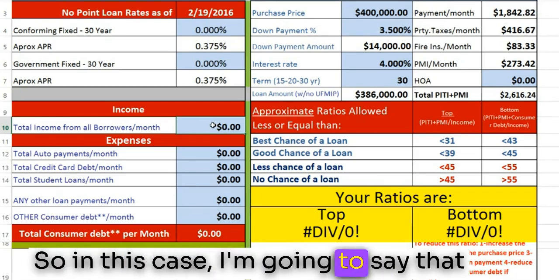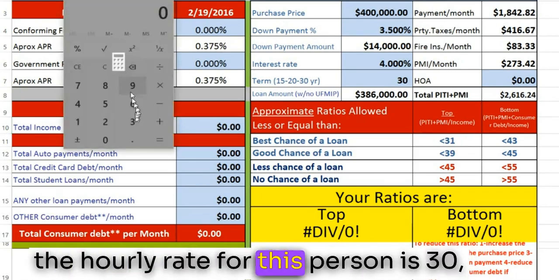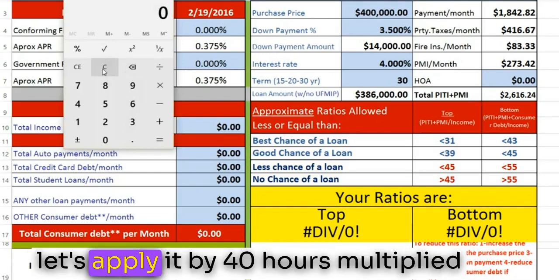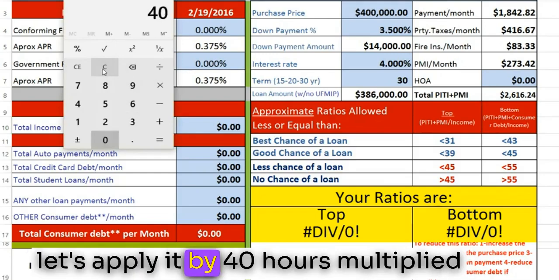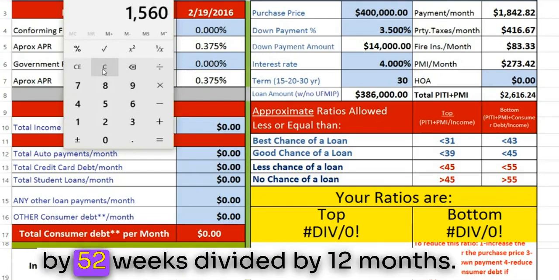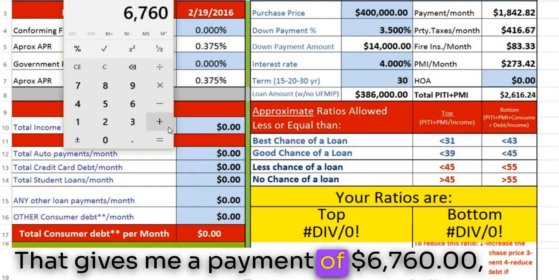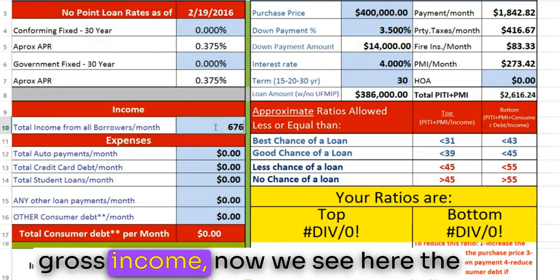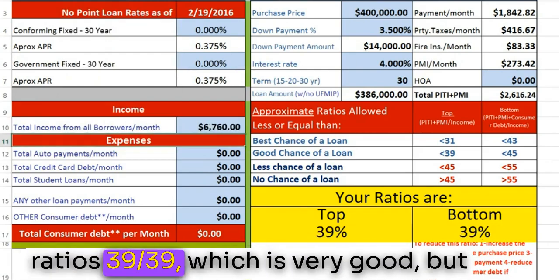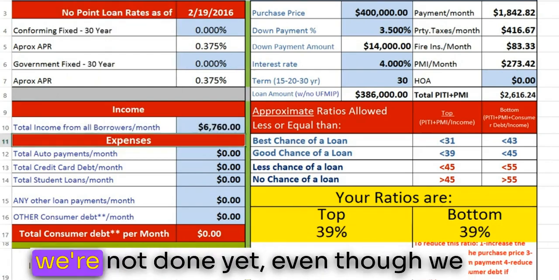So in this case, I'm going to say that the hourly rate for this person is, let's say, $39 an hour, multiplied by 40 hours, multiplied by 52 weeks, divided by 12 months, gives me $6,760 gross income. Now we see here the ratio is 39-39, which is very good, okay, but we're not done yet.